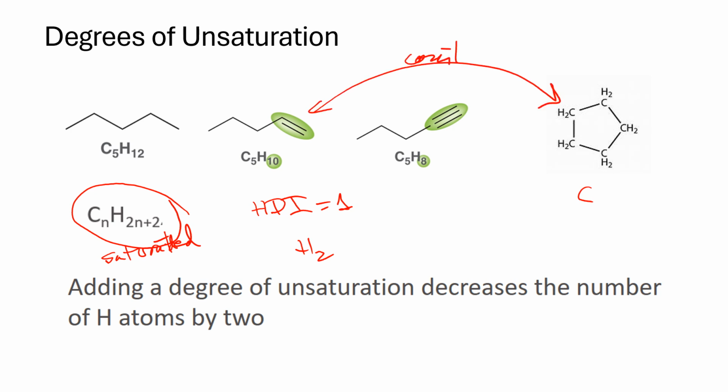constitutional isomers. So same molecular formula, atoms are connected in a different way. Notice this is also C5H10. What that means is that one cyclic structure counts as a double bond. So 1 unsaturation.